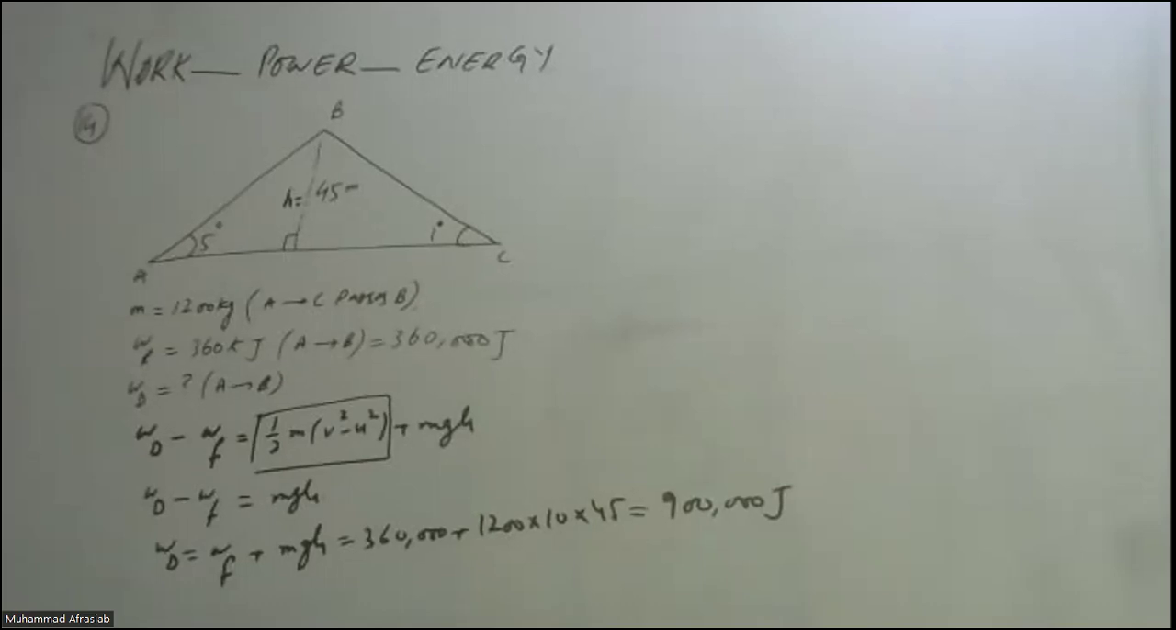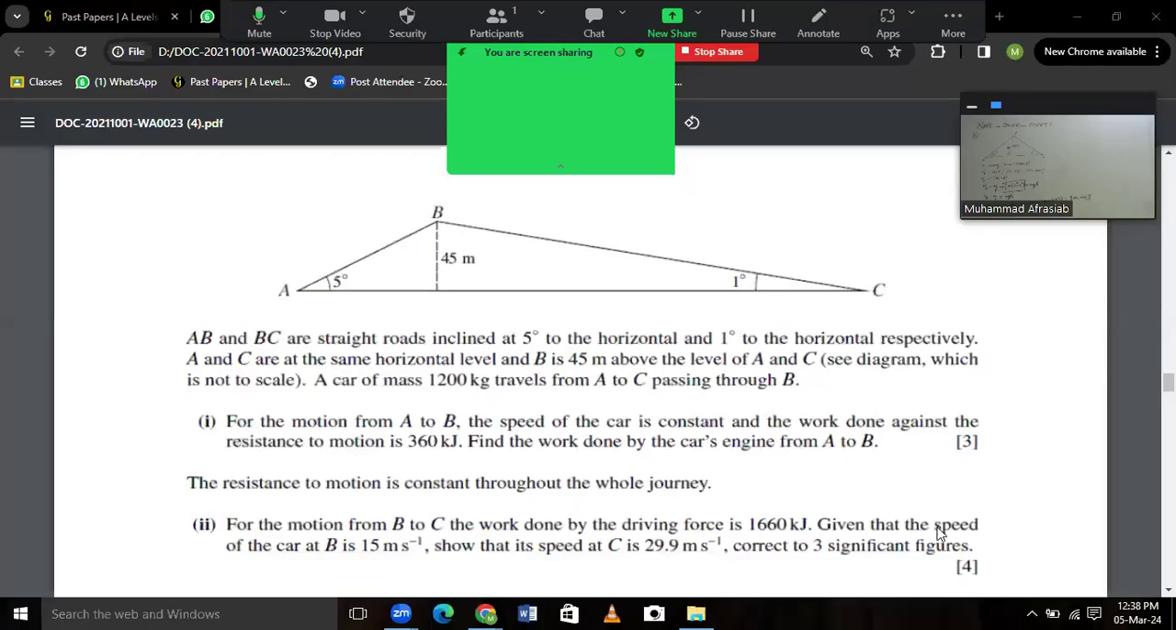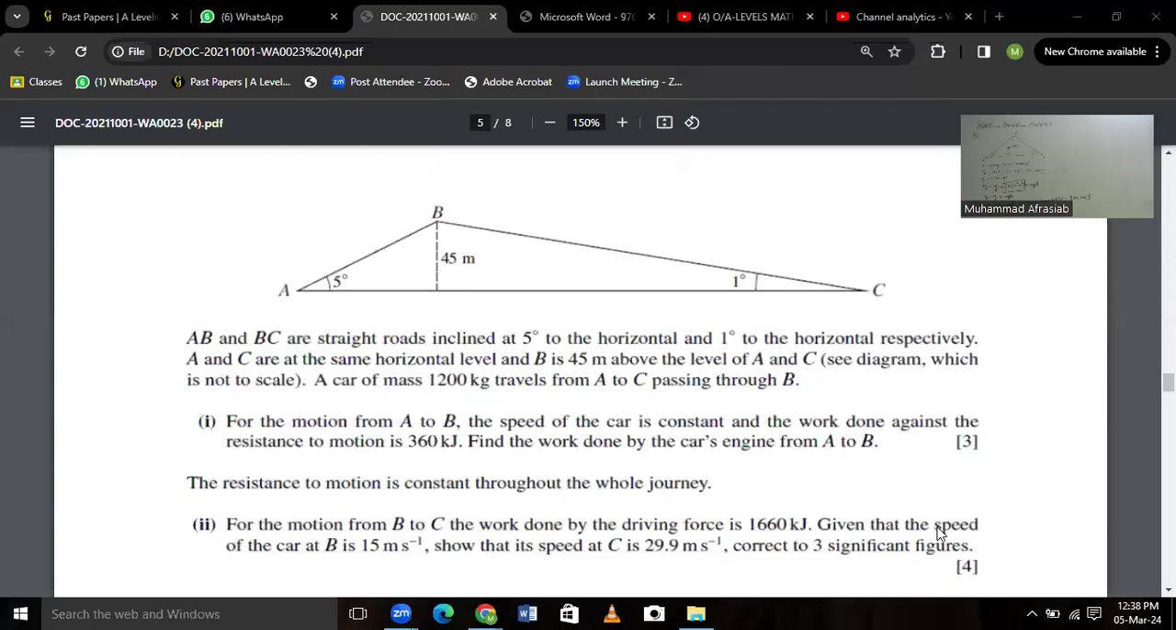Now we are starting the second part of this. The resistance to the motion is constant throughout the whole journey. Part 2: for the motion from B to C, the work done by the driving force is 1660 kilojoules. Given that the speed of the car at B is 15 meters per second, show that the speed at C is 29.9 meters per second.